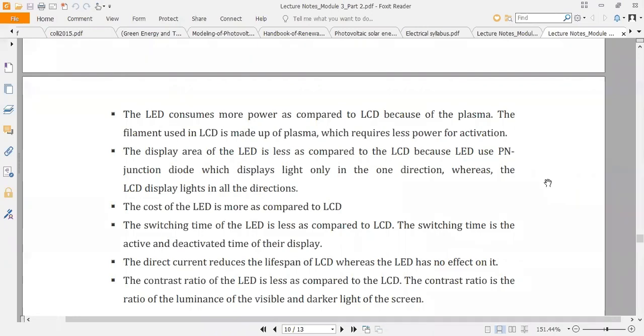The DC reduces the lifespan of LCD, whereas the LED has no effect on it. Okay? DC का इसमें अगर हम लोग LCD को यूज करते हैं with DC current, so the lifespan of this LCD will reduce, whereas LED has no effect अगर हम लोग DC यूज करेंगे, क्योंकि फॉरवर्ड डायरेक्शन में ही हम लोगों को वोल्टेज अप्लाई करना है. In that case only this will generate light in case of LED. So if we use with the DC also, then it has no effect.